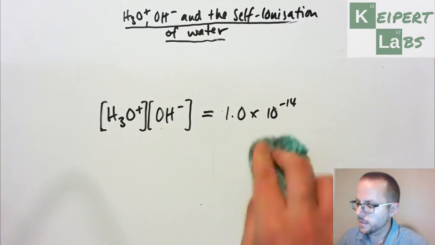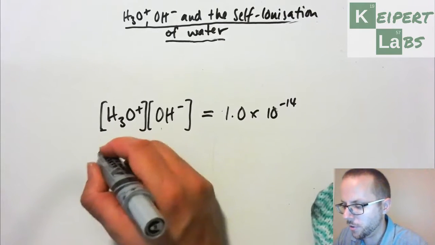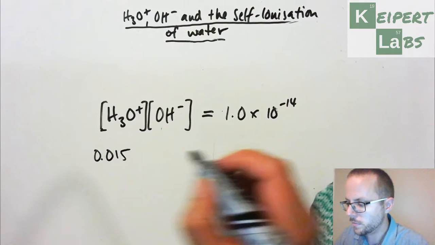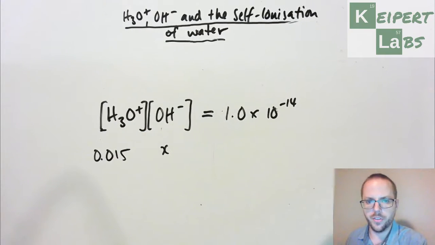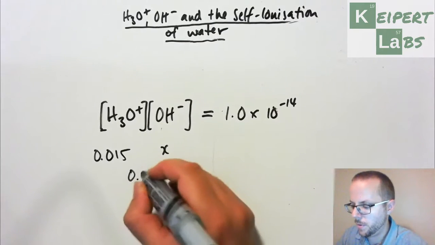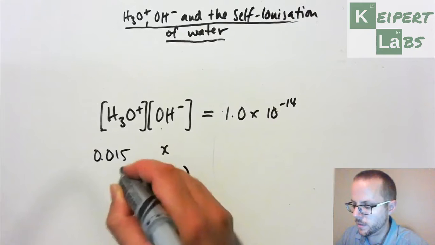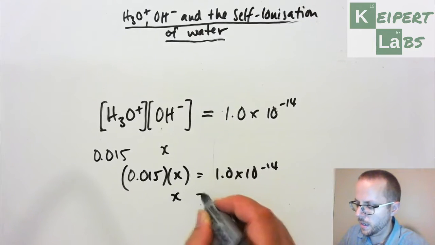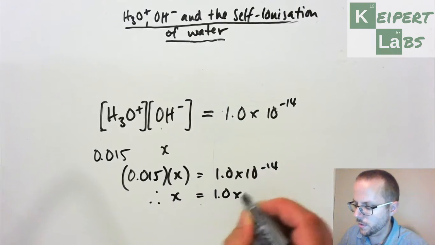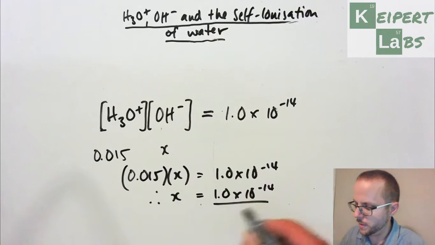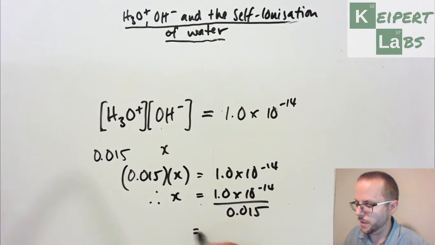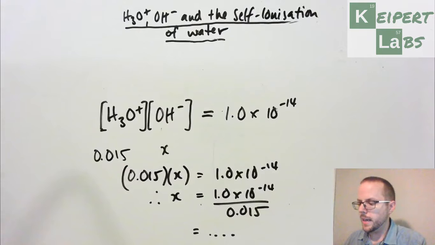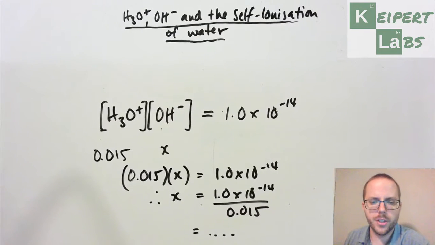So let's look at this relationship. Say I had a hydronium ion concentration of 0.015 moles per litre, and then I wanted to find out my hydroxide concentration. So I could say, all right, 0.015 multiplied by x is equal to this constant value. And so therefore, x is equal to that constant divided by 0.015, and then we can do the calculation from there. And so we can work out exactly how much we would have at any particular situation.